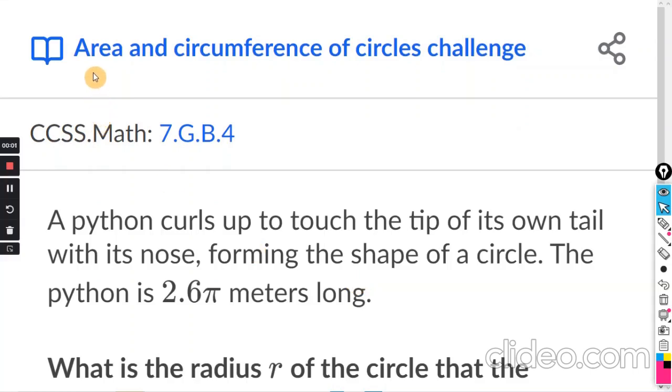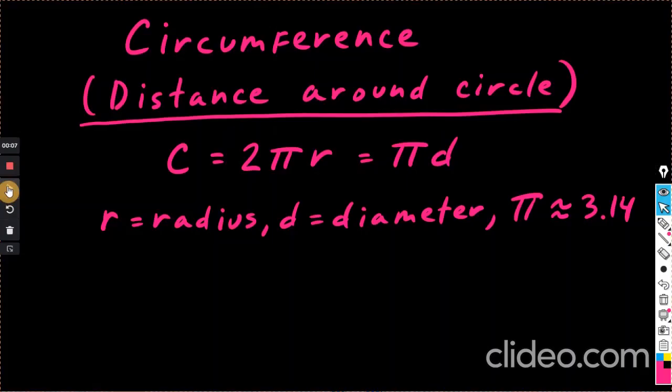This will be for the exercise, area and circumference of circles challenge. So just some notes before we begin.